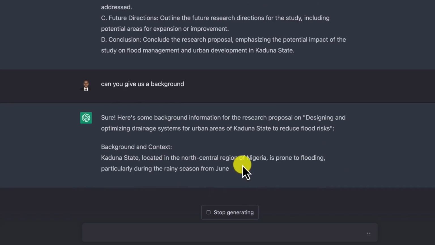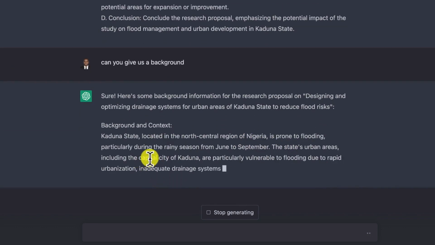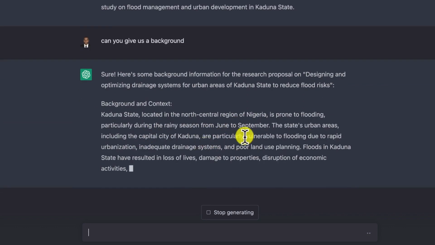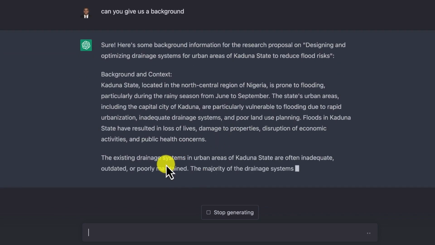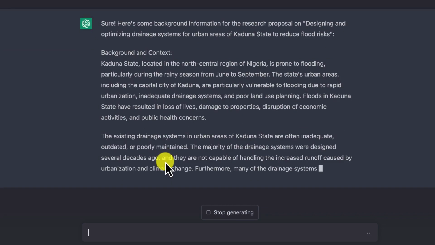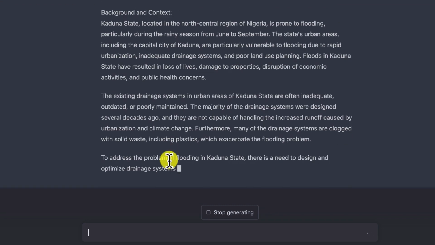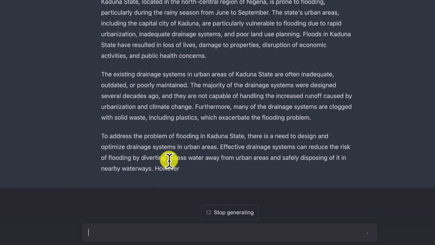Kaduna State, located in north central region of Nigeria, is prone to flooding, particularly during the rainy season from June to September. This is very detailed, and you can see it's writing. It's just going to give you the background of the study, Kaduna State, and some of the key flood occurrences that exist in Kaduna State. So you can drive it through because ChatGPT relates to what you want. Okay, you can just be directing it to give you exactly what you want.